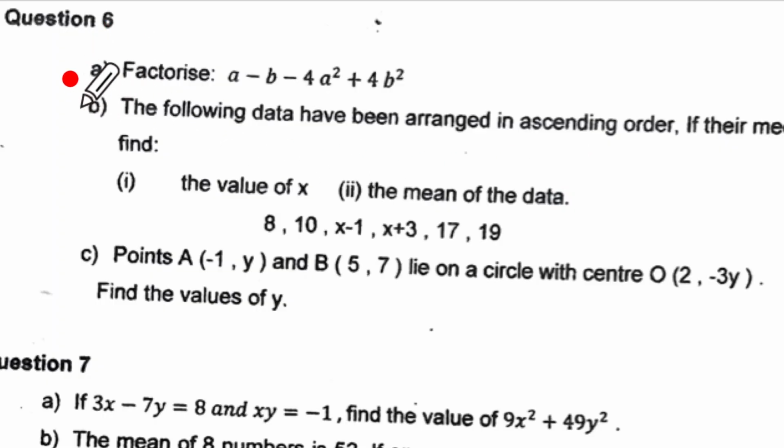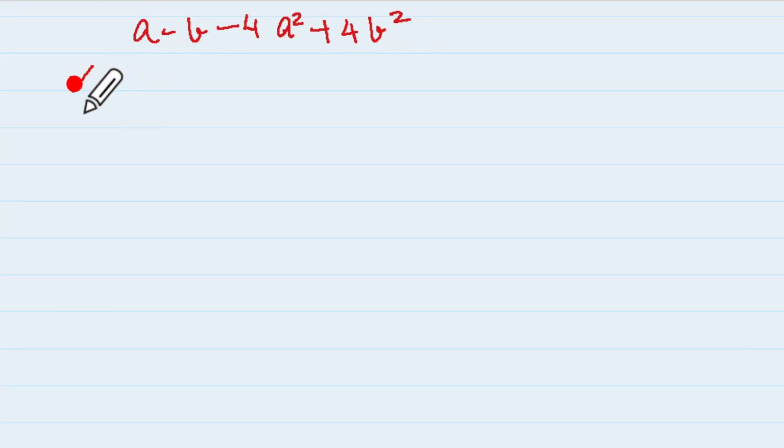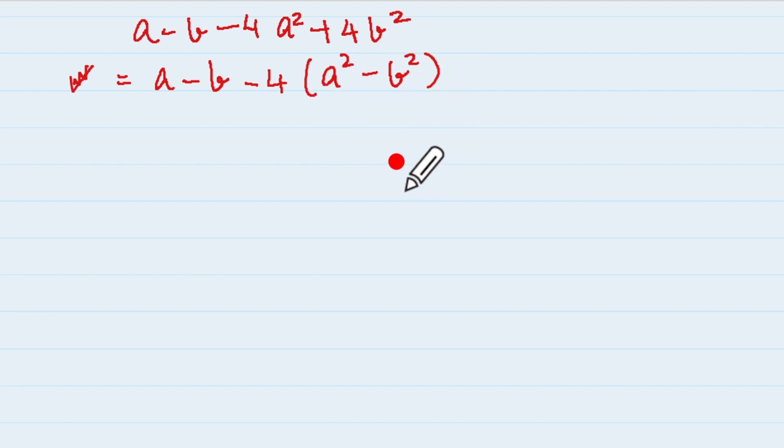Let us come to 6A, factorize this. So let us write this down. Now let us write equal to here and a minus b. Now if this is a minus b, doesn't this look like a square minus b square if you take out minus 4 common? Got that? Are you able to see this? Yes. If you open the bracket, you'll get back the same thing.